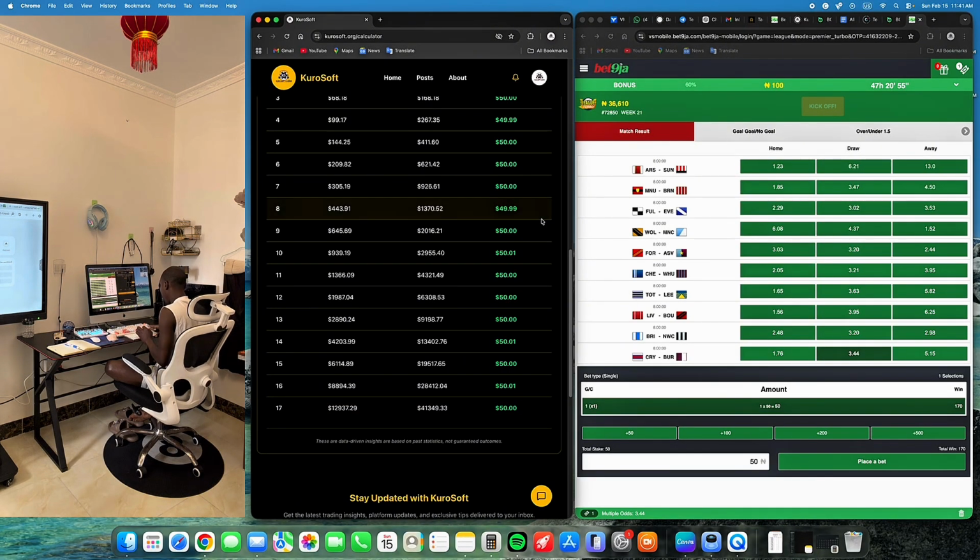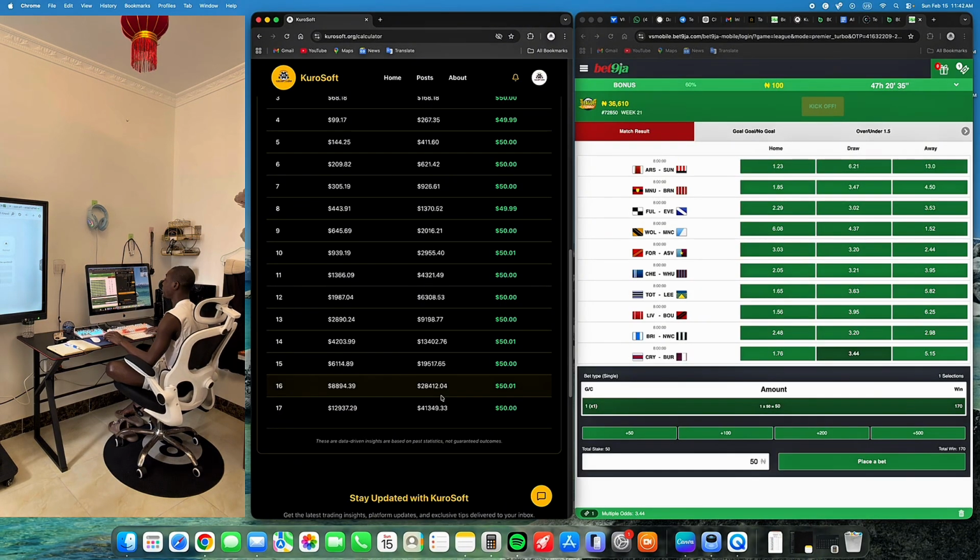But then we have a problem. The problem is that our capital here in our account is not up to 41,349 naira. So what do we do? It doesn't matter. Because of this, I will not go and top up more money into the account first before I trade. All I have to do is know that at least in 16 times, the capital that will be required is 28,412 naira. So in the 16 times, it should have made a win.